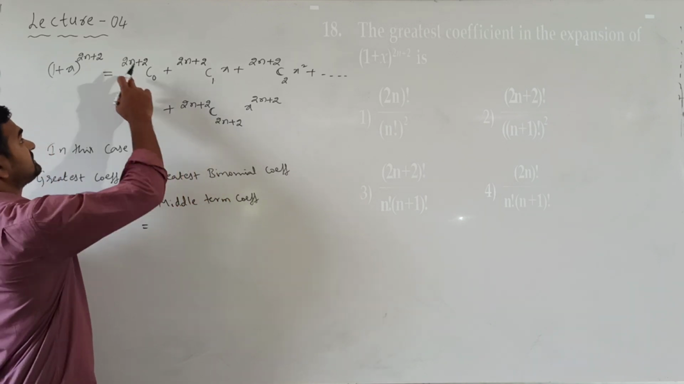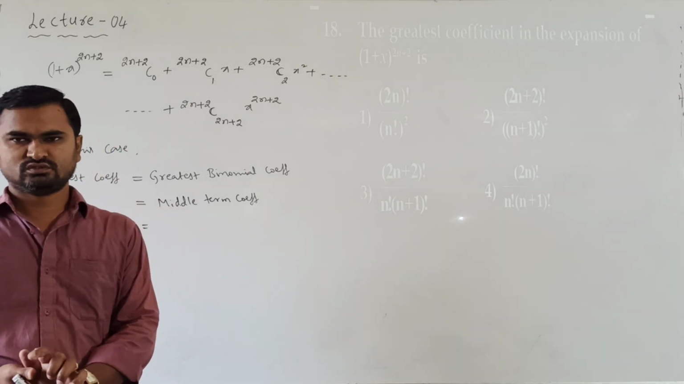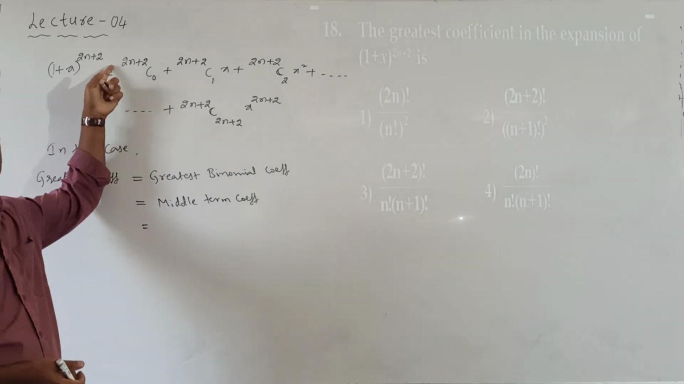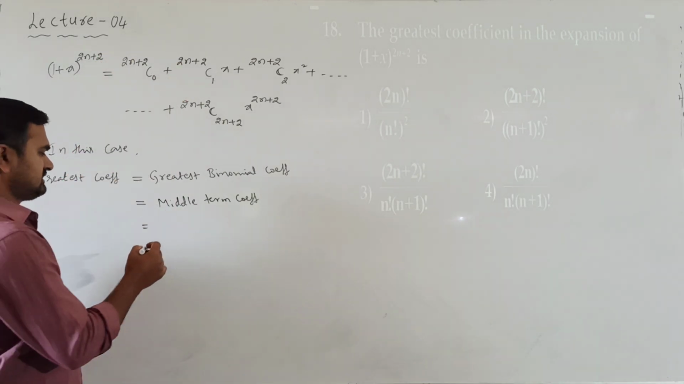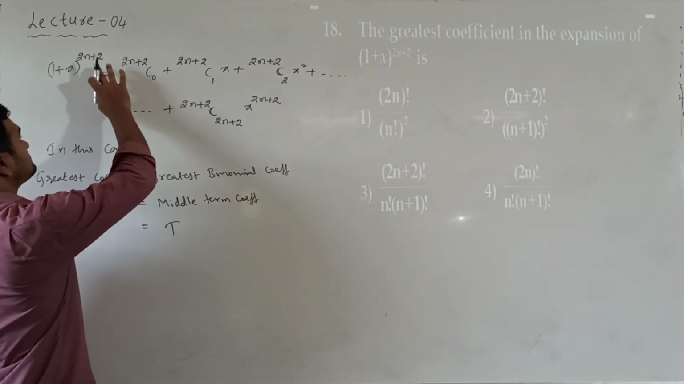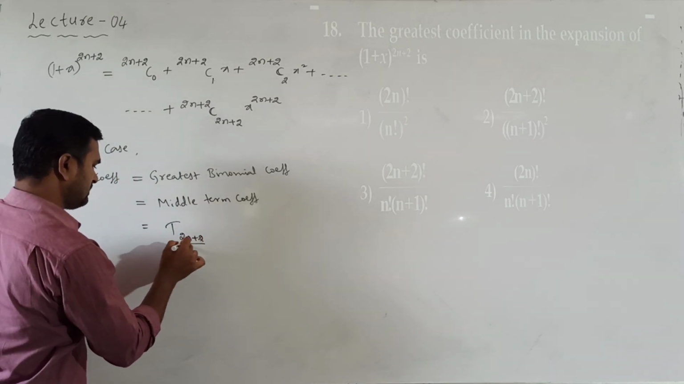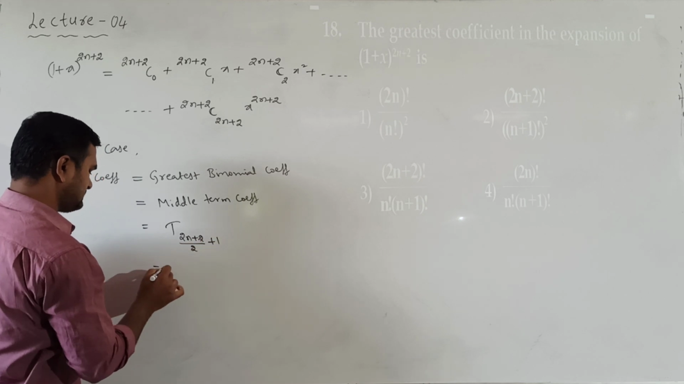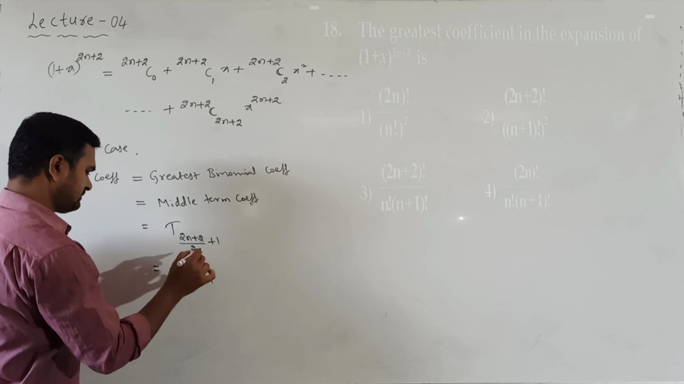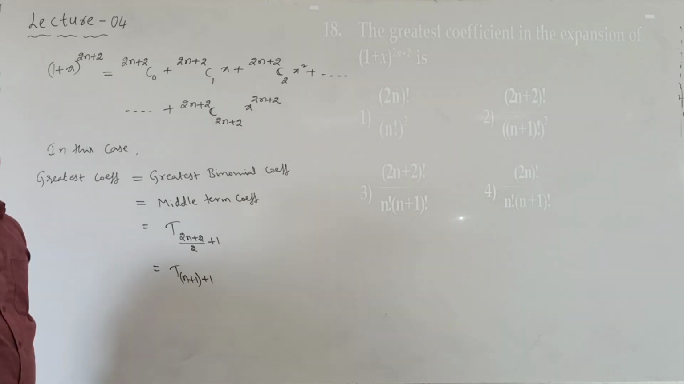What is the middle term coefficient here? Observe the power. Power is 2n + 2. So power is 2n + 2, which means it is even. When the power is even, we get only one middle term in the expansion. And what is the middle term? T(n/2 + 1). n means here 2n + 2, divided by 2, plus 1. That is T(n+1+1). So in this term, we will be getting the greatest binomial coefficient.